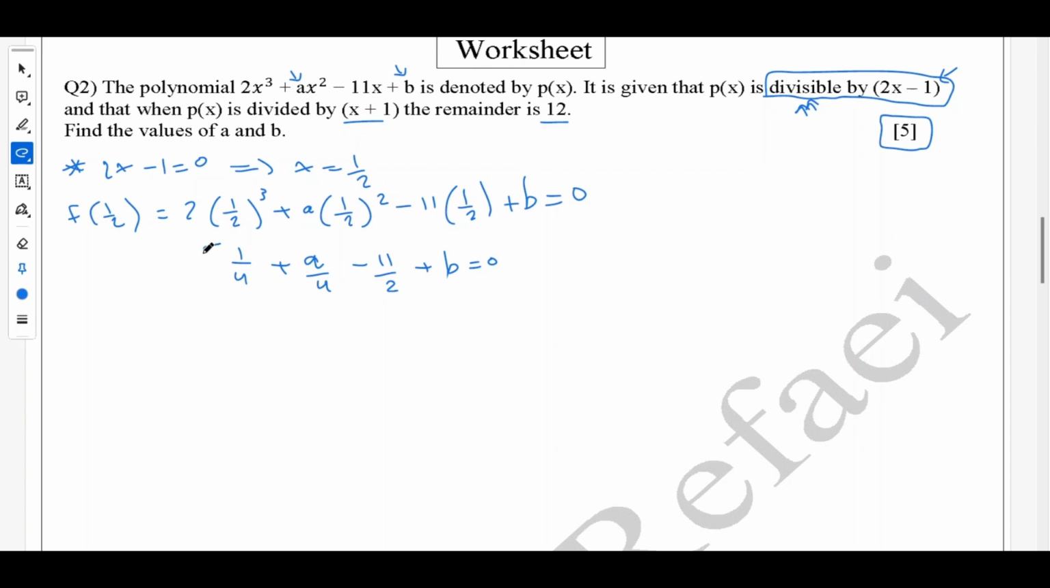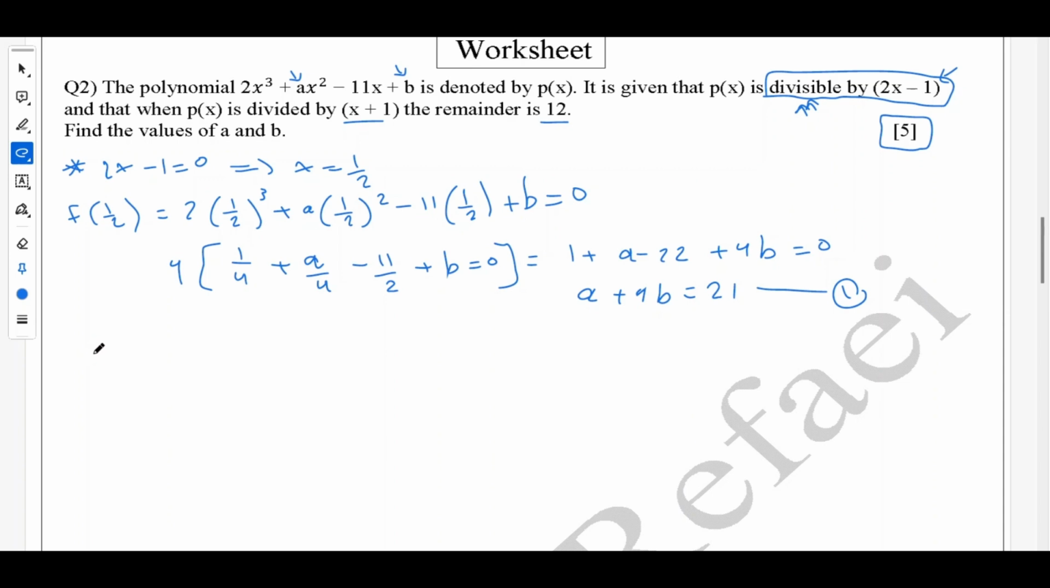1 over 4 plus a over 4 minus 11 over 2 plus b equals 0. To simplify it more, I'm going to multiply the whole equation by 4. It will be 1 plus a minus 22 plus 4b equals 0. More simplifying, a plus 4b equals 21. This is equation 1. I took it from the factor theorem.